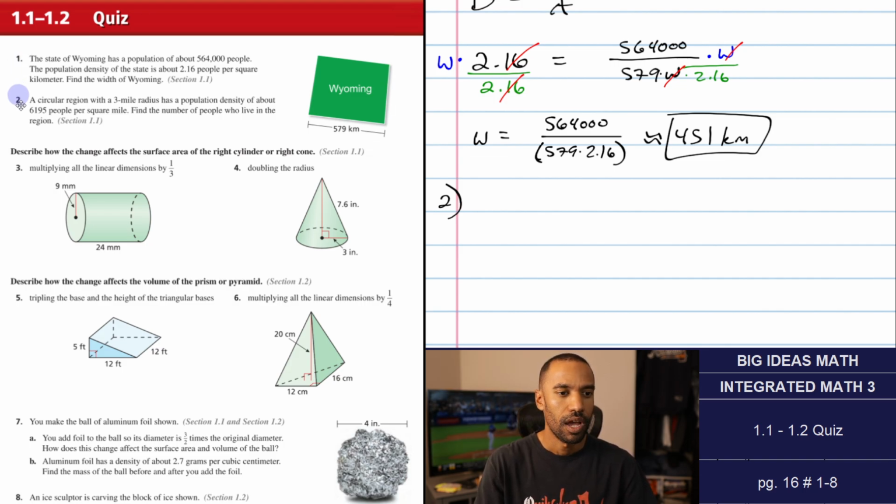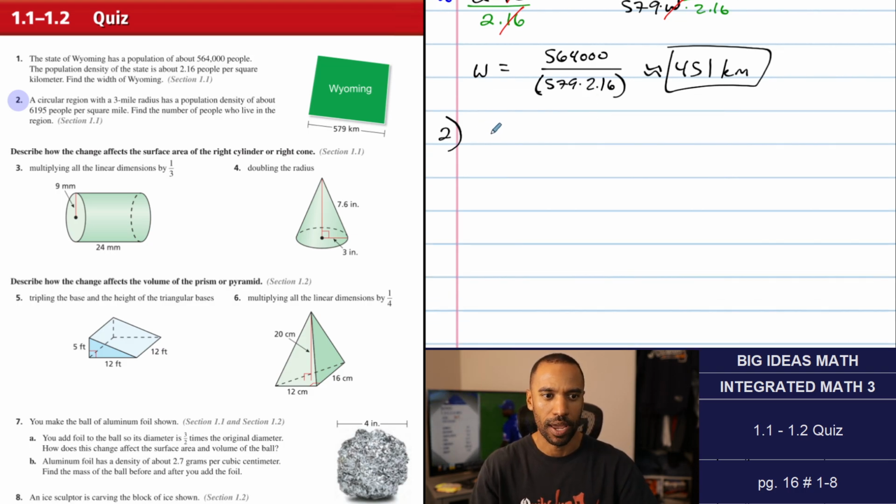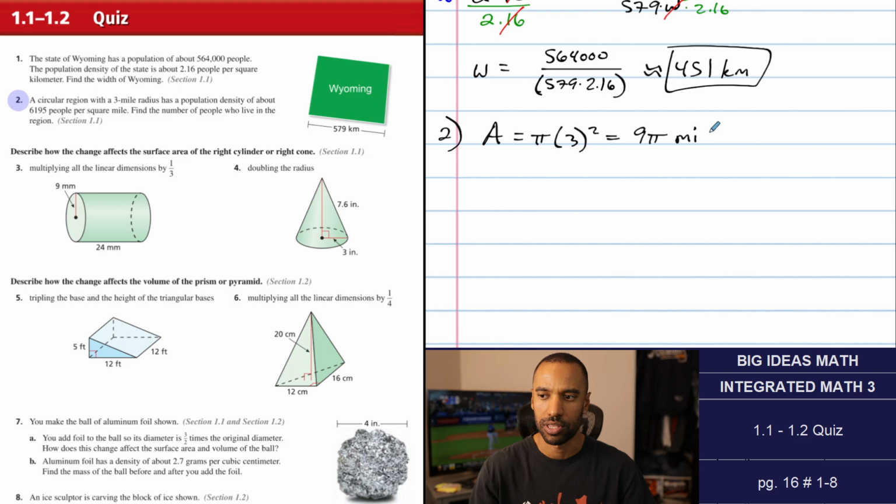We'll see. A circular region, not Wyoming, with a 3-mile radius has a population density of about 6,195 people per square mile. Find the number of people who live in the region. So they're showing miles, so we have the area of our region as pi times 3 squared. It's a circular region, so 9 pi square miles. There's our area. We are trying to find the population. That's unknown. We have our density, 6,195.